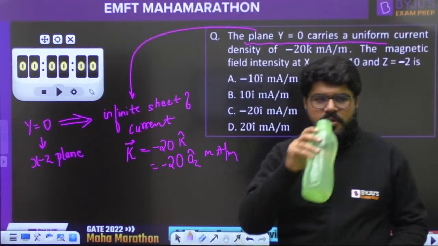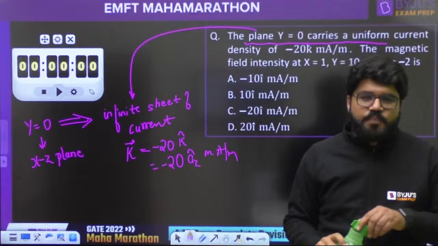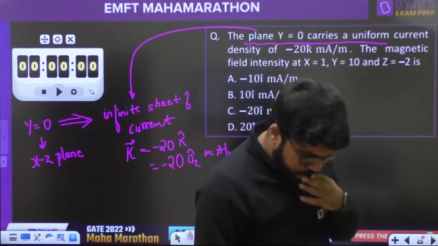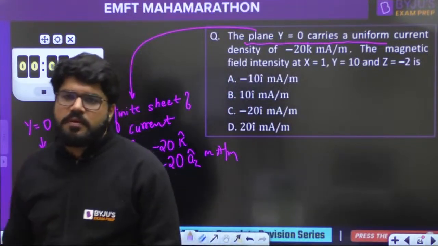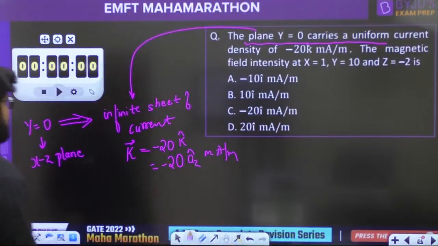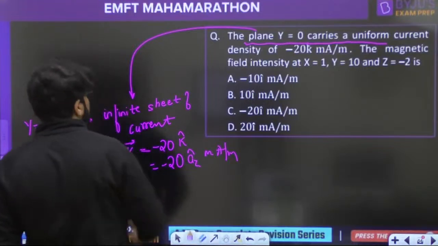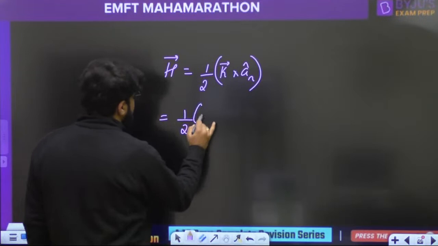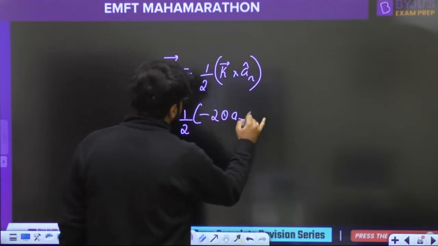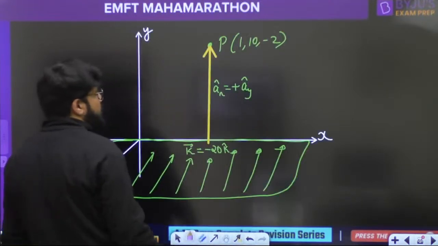Yes, so time's up. Okay, so what is the answer that you guys have concluded? That is the half k. K is minus 20 az cap, cross the an cap. An cap is ay.